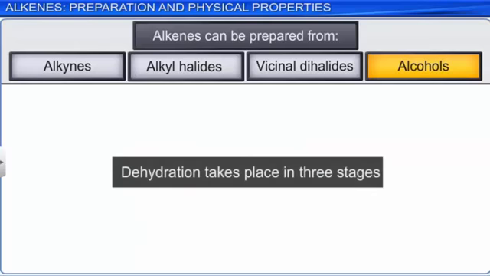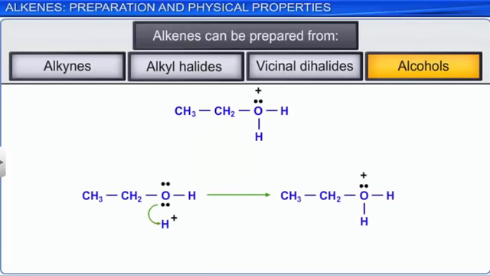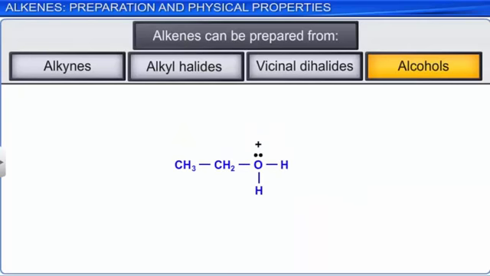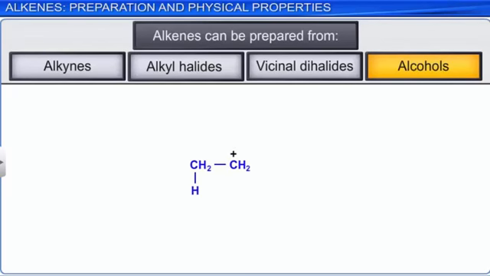Dehydration takes place in 3 stages. First, the alcohol is protonated by the acid catalyst to form a protonated alcohol. Secondly, the protonated alcohol loses a water molecule to give a carbocation. Finally, the carbocation formed loses a hydrogen ion and forms a double bond.